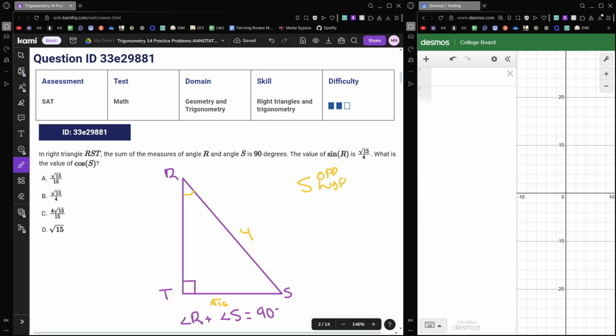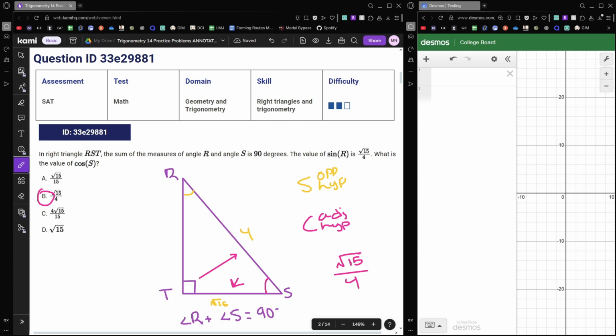What is the value of cosine of S? So in SOHCAHTOA, cosine is going to be CAH, which is adjacent over hypotenuse. So here's angle S, and the side adjacent to angle S is this side right here, which is square root of 15. And then the hypotenuse is of course across from the right angle, which is this side right here, so that's going to be 4. That means our answer is square root 15 over 4, or B.